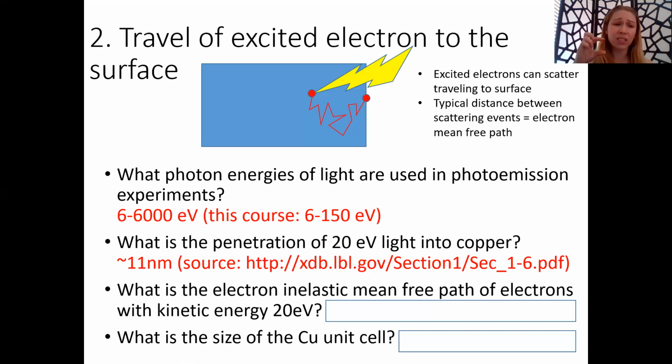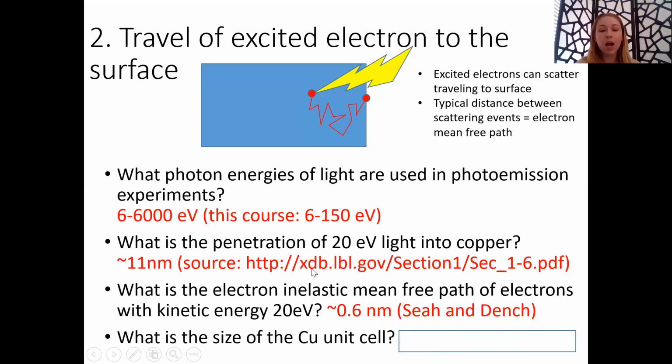It's not bulk, but it's a good depth into the material. It is many unit cells. So the next question is, what is the electron inelastic mean free path of electrons that have a kinetic energy of 20 eV? That is, how far can an electron travel before scattering into something? That is about 0.6 nanometers. And the copper unit cell is around 0.36 nanometers.